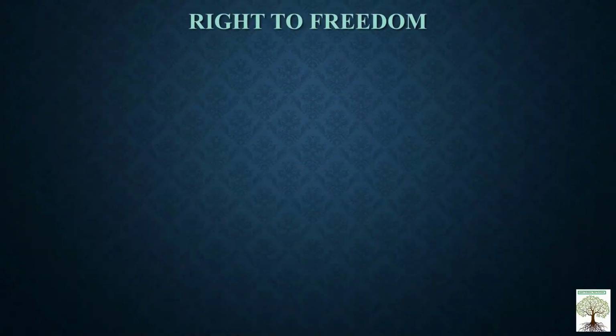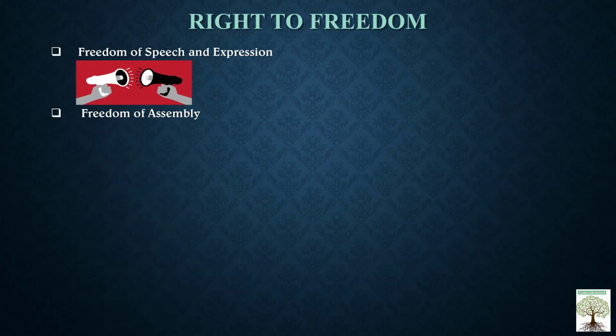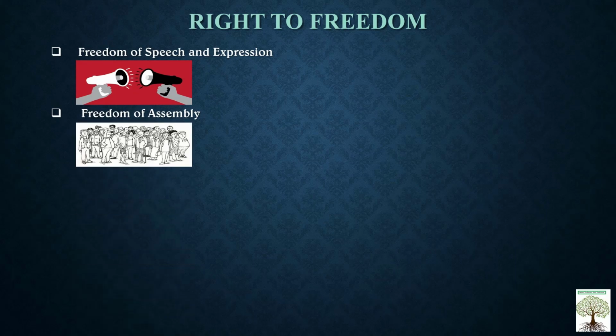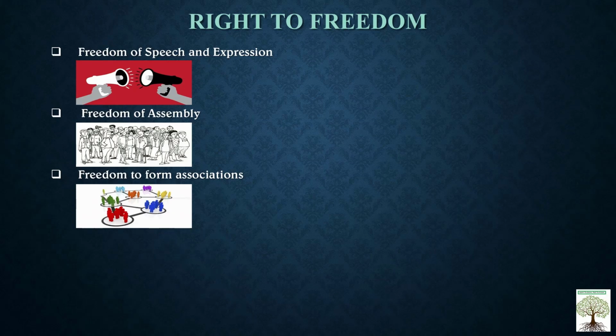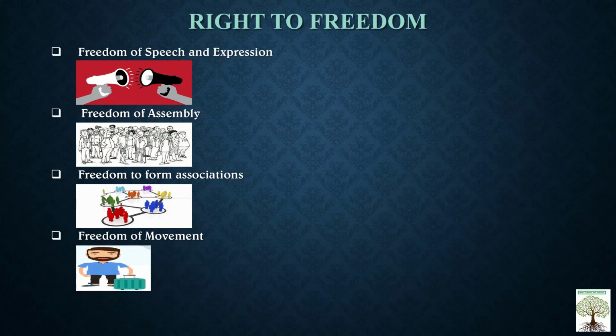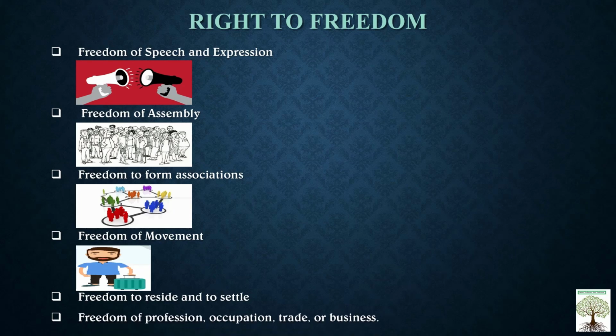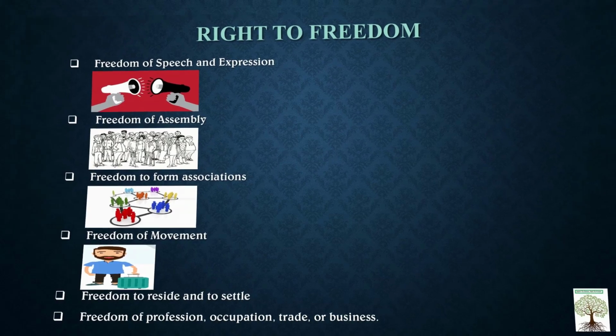Now the second right, right to freedom. Freedom of speech and expression. So freedom of speech and expression is the right of each and every individual who is a citizen of the country. Freedom of assembly, peacefully without weapons. So freedom to assemble peacefully without weapons is the right of an Indian citizen. Freedom to form associations or groups. Freedom of movement. So freedom of movement means you can reside or settle in any part of India. Freedom of profession, occupation, trade or business. This was the right to freedom.